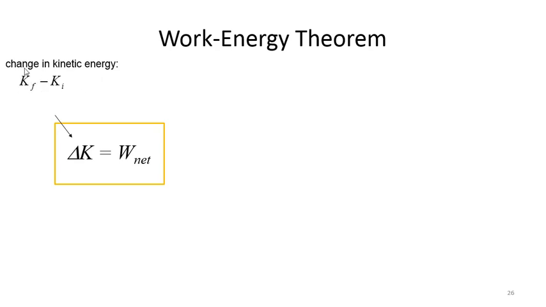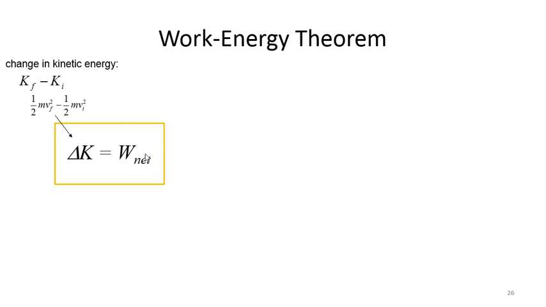And what is K final? How do we calculate K again? Since K is 1/2 mv squared, K final is simply 1/2 mv final squared, and K initial is simply 1/2 mv initial squared. So our change in kinetic energy, which is equal to 1/2 mv final squared minus 1/2 mv initial squared, is equal to the total work done on an object.